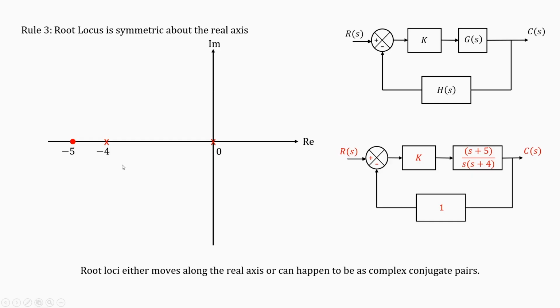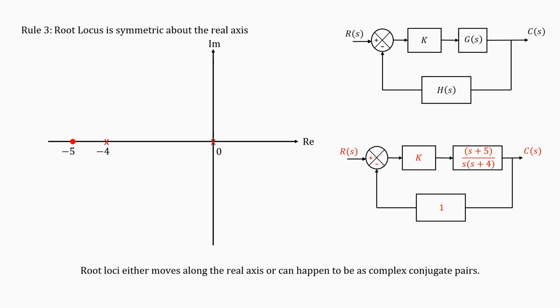Where is the other end point? The other end point will be at infinity, okay. I will come to that again soon. Rule number 3: the root locus will be symmetric about the real axis. Why will the root locus be symmetric about the real axis?